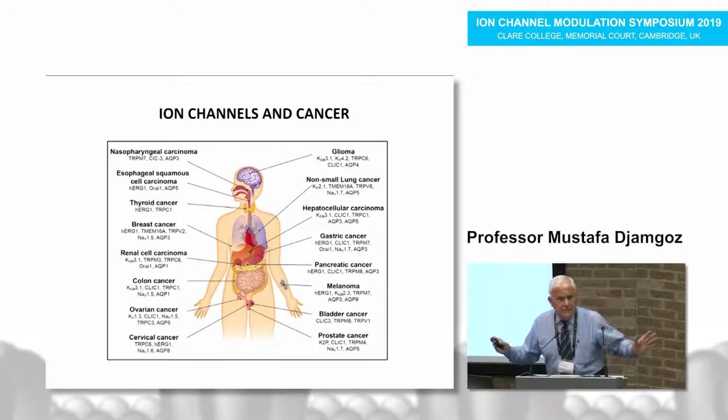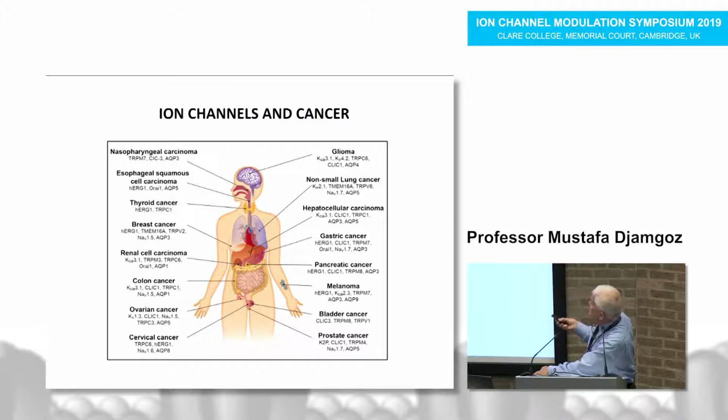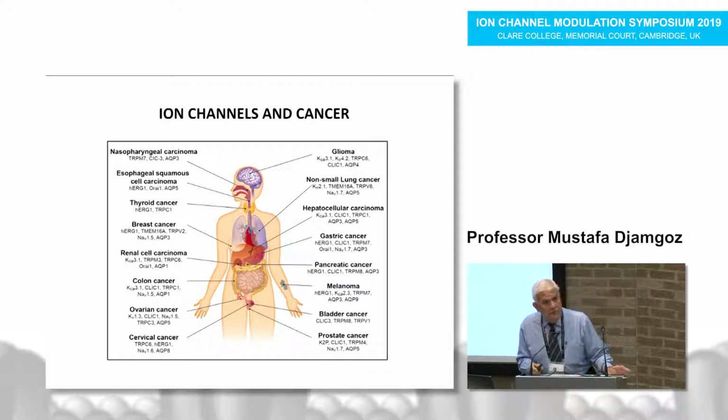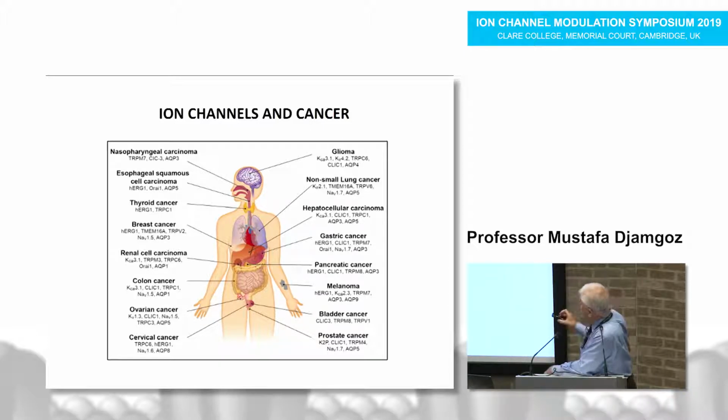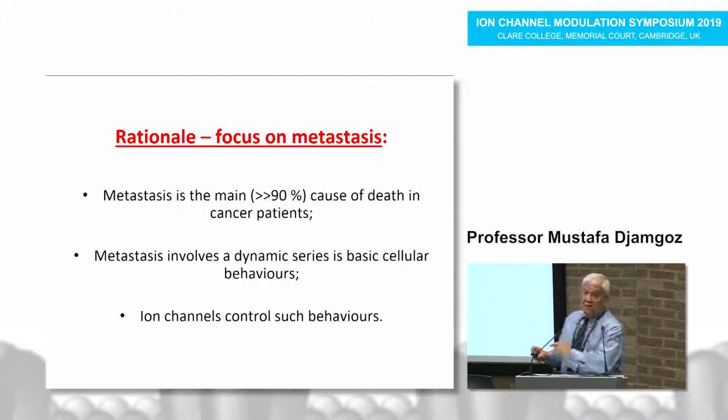So it's just like brain. This just summarizes all the different channels in different cancers. So take it as given that all ion channels are in all cancers. And then the question becomes, what to focus on? What channel to adopt and what aspect of this complex pathophysiology to investigate? Well, we have put the money on metastasis.